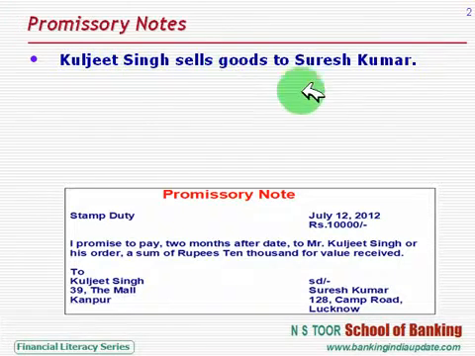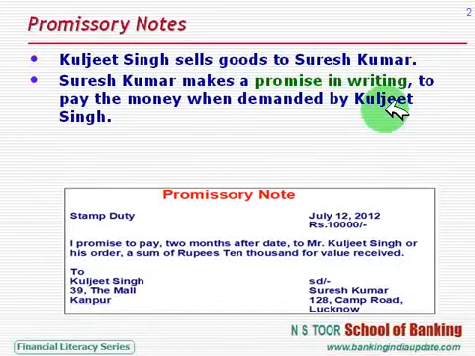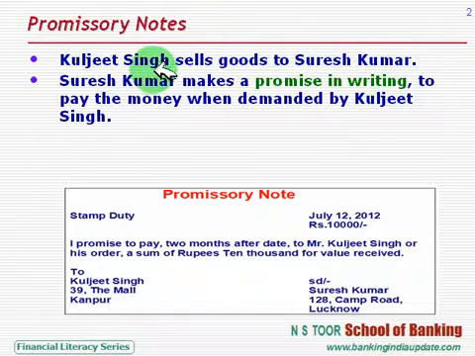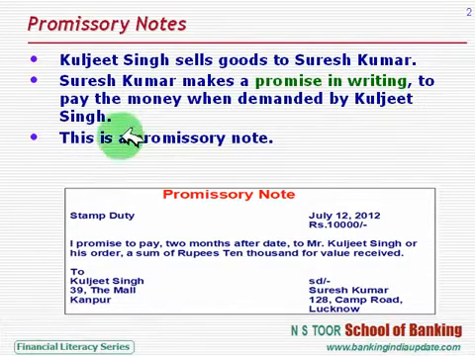Kuljit Singh sells goods to Suresh Kumar. Suresh Kumar makes a promise in writing to pay the money when demanded by Kuljit Singh. So here is a contract of sale and purchase between Kuljit Singh and Suresh Kumar, whereby Suresh Kumar is purchasing the goods and he makes a promise in writing to pay the money when demanded by Kuljit Singh, the seller. This type of promise is called a promissory note.